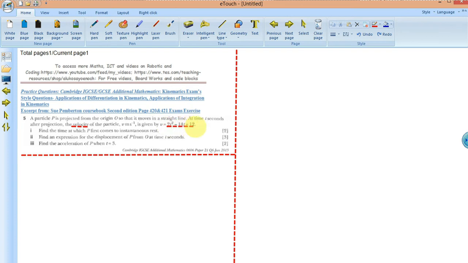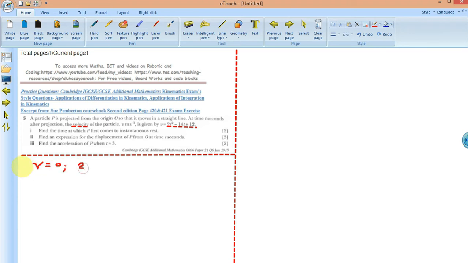This is the equation. It's more like a quadratic function, right? So let's go ahead and find the time at which the particle first comes to rest. At an instant, velocity equals 0. So what we should do here now is to equate this equation to 0.